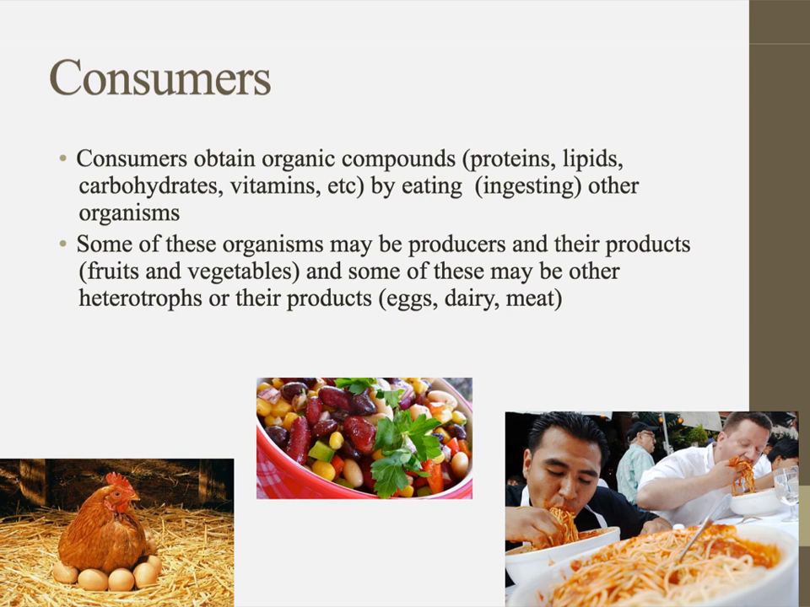Now, producers, autotrophs, it's pretty self-explanatory. They're creating their own food, usually using the process of photosynthesis. But we have several different types of consumers, and a lot of those types are differentiated based on what they're consuming. So again, they have to eat to obtain their energy and their vital molecules, but what they're eating can vary widely. They can either eat producers, so most of the time they're eating plant products or bacteria or algae, or they can eat other consumers, other heterotrophs, like if they're eating another animal or the products of those animals.